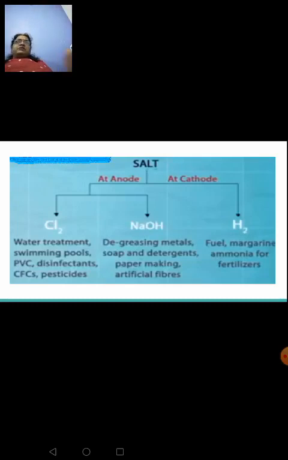So with this I am coming to the end of today's session. In the next session we will meet with the preparation of other substances like baking soda, washing soda and so on. And I've attached a worksheet for this session. Please do it. Hope you are solving all the worksheets.